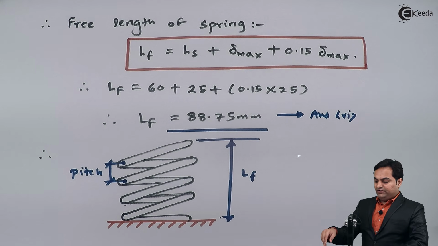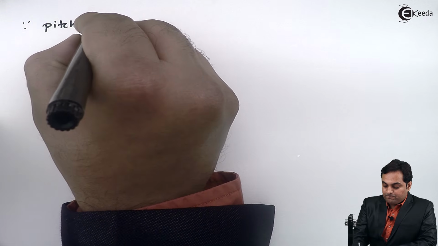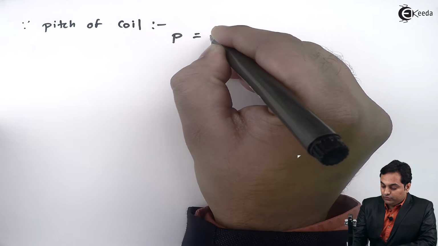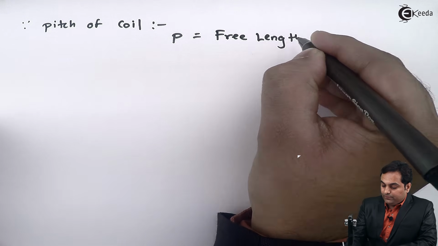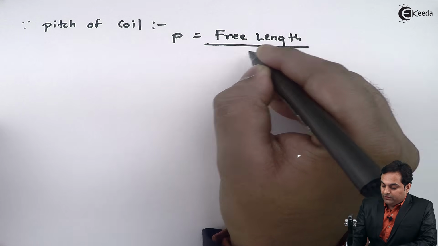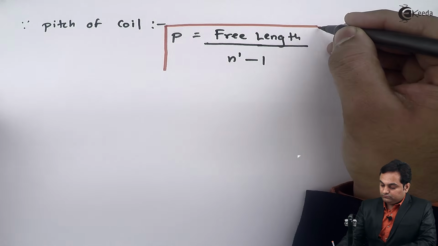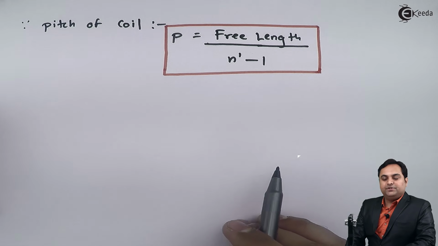Now, after getting the free length of the spring, the next thing which we have to calculate is the pitch. The pitch of coil, which is P, is equal to free length upon total number of coils, which is n dash minus 1. From this formula we can calculate how much the pitch is.